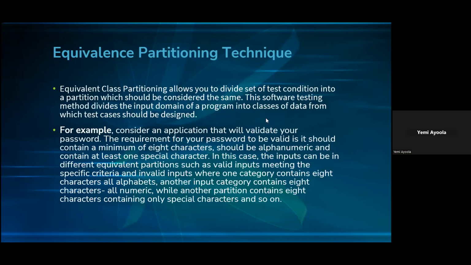In this case, let's take our inputs. The input can be in different equivalent partitions, such as valid inputs meeting the specified criteria. That is our positive scenario, the happy path: 8 characters, alphanumeric, with a special character. So let's take an example. My full name is Olayemi, so I say Olayemi1. Olayemi is 7 characters, take 1, that makes it 8 characters. I've met the first condition.